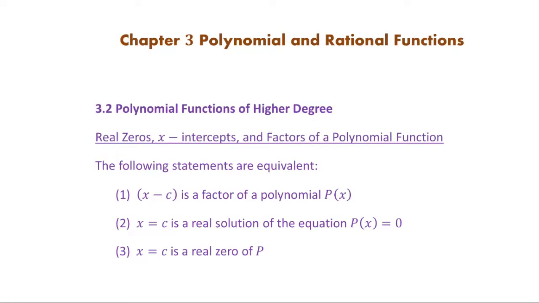But that also means that x equal to c is a real 0 of P, because x equal to c is a real solution of the equation P(x) equal to 0. Equivalently, we can say x equal to c is a real 0 of P. That's what it means by a 0 of P. You solve the equation P(x) equal to 0, and you get the solution x equal to c. Then that c is a real 0 of P, right? Any questions about this?